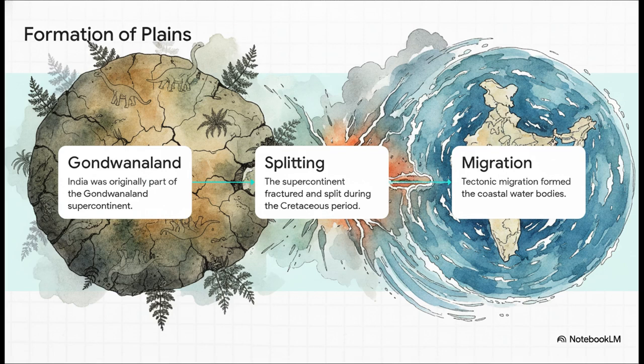Step 3. Because of this tectonic migration, the Indian landmass drifted, eventually forming the Arabian Sea and the Bay of Bengal on its sides. This specific Cretaceous fracture is exactly why India has such a regular, relatively straight coastline today. Concept ekdam clear? Let's move forward.